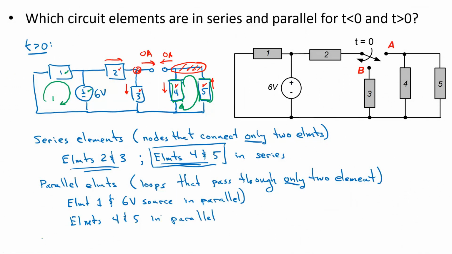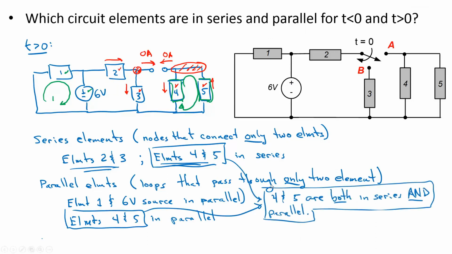Notice that elements 4 and 5 are in both series and parallel. Being in series and parallel are not necessarily mutually exclusive. They can be both, or they can be neither.